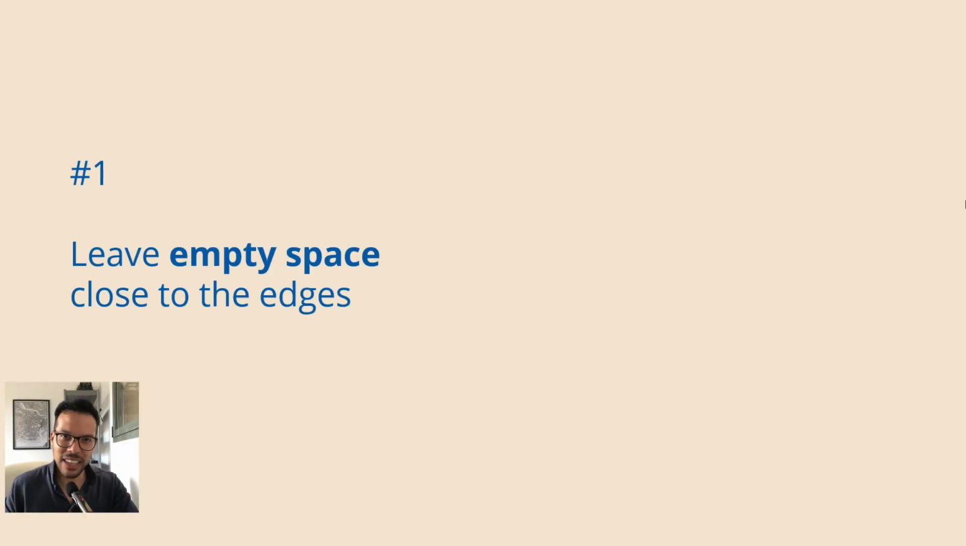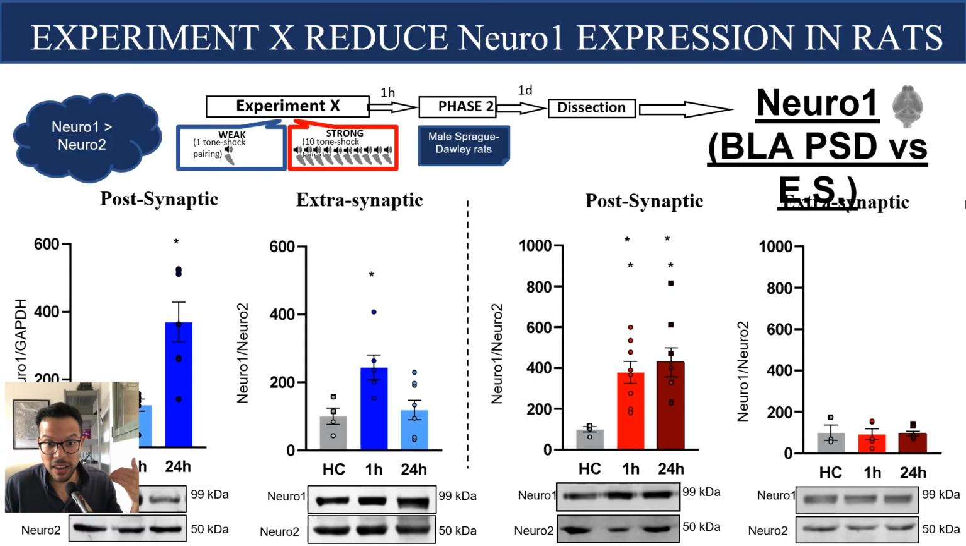The first thing that we have to do always is leaving empty space close to the edges. Why? Well, there are many reasons. One of the reasons is if you have people in the back of the room, they won't be able to see the bottom part of the slide, depending on the design of the room. Also, there are a few projectors that will misalign your content, so you have to be prepared for that.